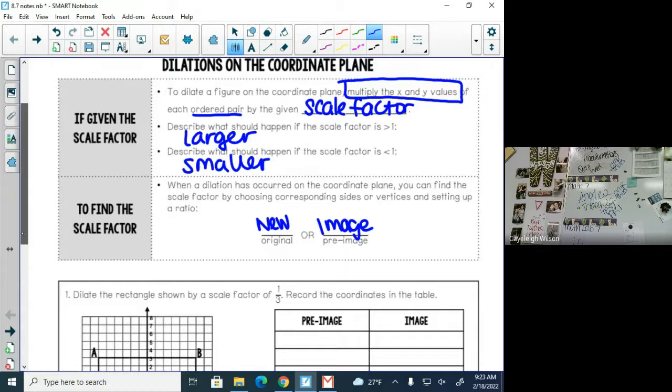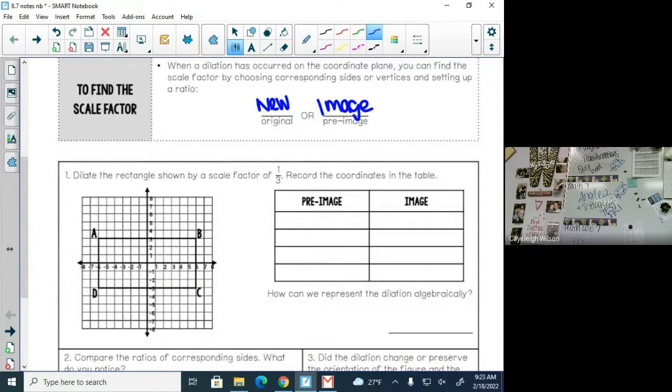All right, so we're going to go into a problem here. It says dilate the rectangle shown by a scale factor of 1/3 and record the coordinates in the table. So the pre-image is the starting image. That's the image they gave us. So we're first going to go through and figure out what those ordered pairs were. I'm just going to put them in order, A, B, C, D. Here's point A. Point A looks like it's at -6, +3. Point B is at +6, +3. C at 6, -3. And D is at -6, -3. Lots of negatives. All right, so those are the coordinates of the pre-image.